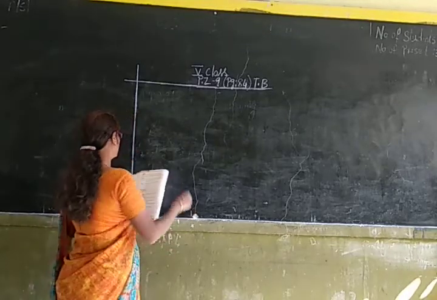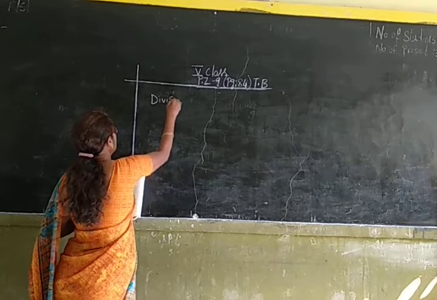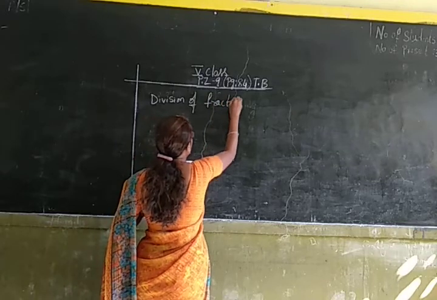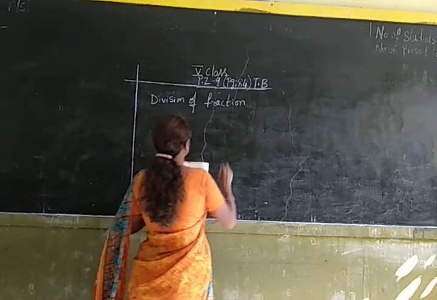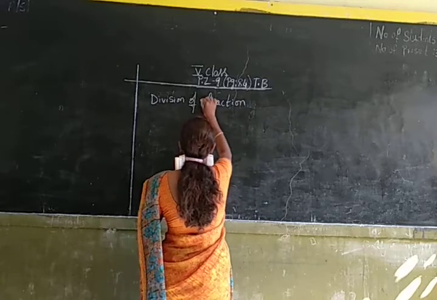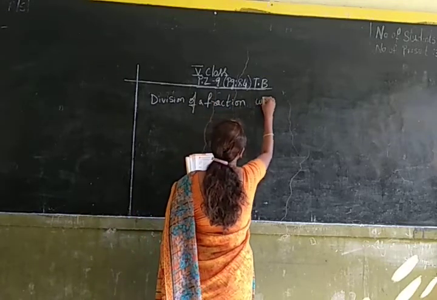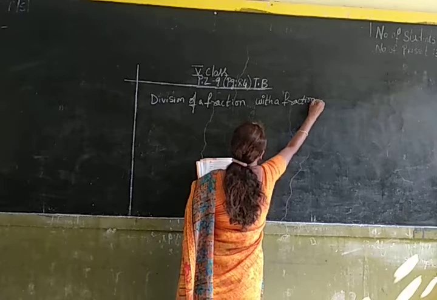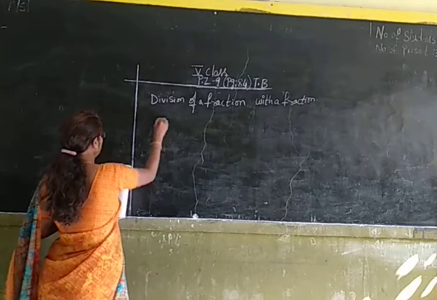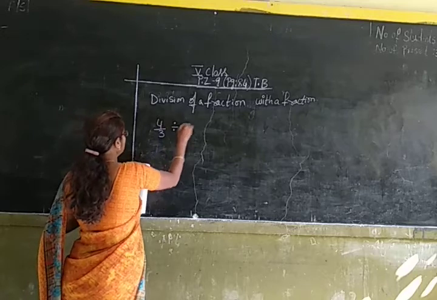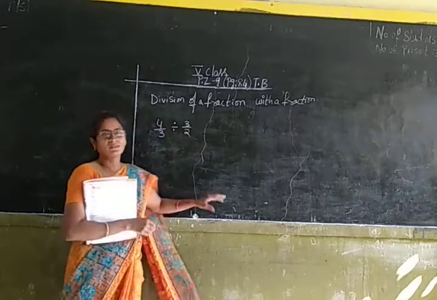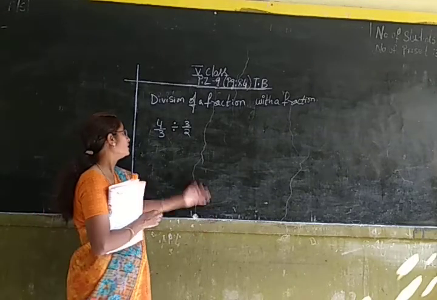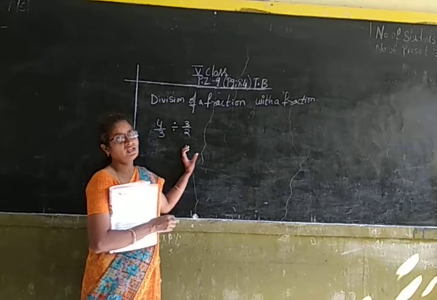Here we have to do the division of fraction with fraction. Previously we have done division of fraction with a whole number. Now we have to do division of a fraction with a fraction. So let us first divide 4 by 3 and 3 by 2. In the previous practice zone, we learned how to divide a fraction with a whole number. Now let us know how to divide a fraction with a fraction.